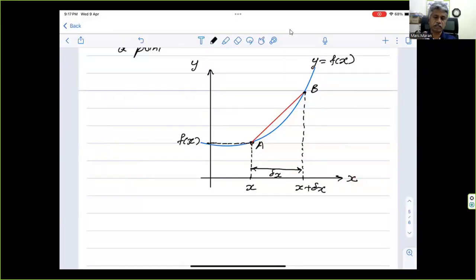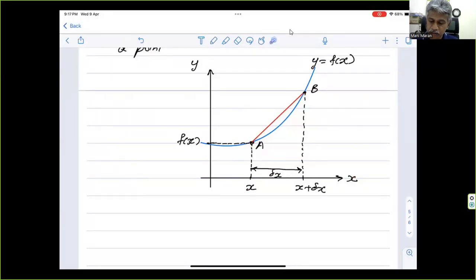So delta x is a short distance, because what we're trying to do is find the gradient at this point. Then we don't know where the tangent is, so we draw a line like this first. That looks more or less like a tangent, but it's not really a tangent, because the tangent is supposed to be here. So the gradient of this line is approximately equal to the gradient of the tangent. Okay, so that is what we are doing here.